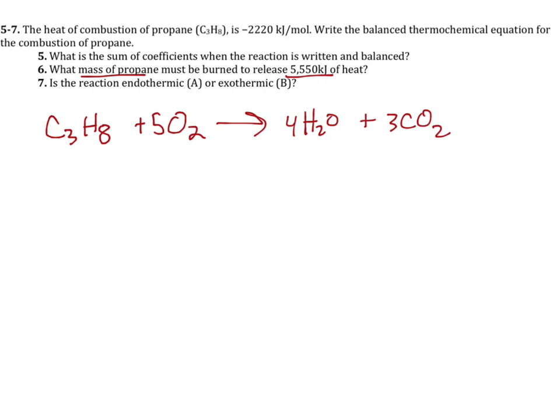Now, to write a proper thermochemical equation, we need to actually include this quantity within the thermochemical equation. So my question is, do we add it to the reactant side or do we add it to the product side? Because it's a negative, that means we add it to the product side. If this were a positive, we would add it to the reactant side. But because it's negative, that means it's being produced. And so let's go ahead and add that. So we're going to put it over here. Kilojoules of energy.